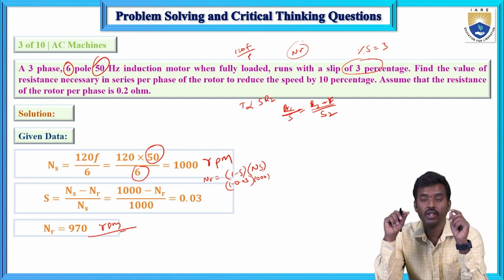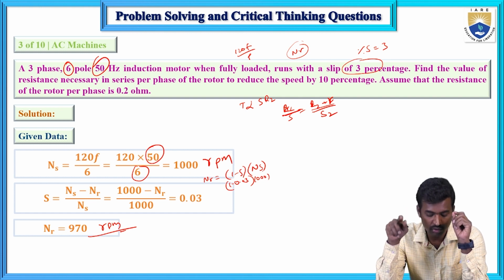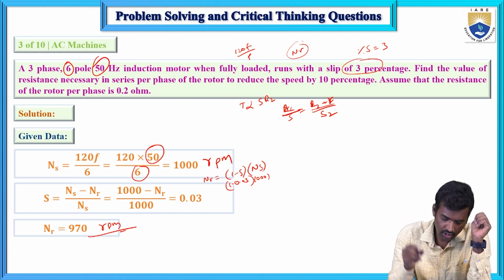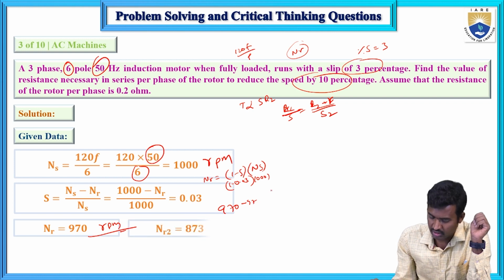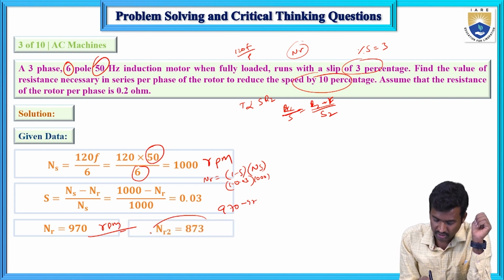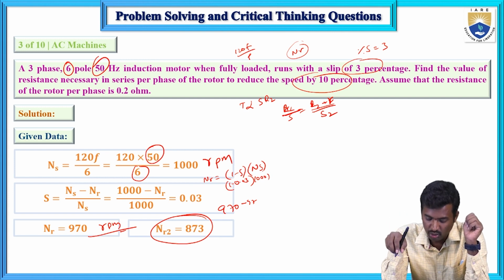When we insert some resistance in series with the rotor circuit, this is a wound rotor, a slip ring rotor, and only then can we insert the resistance in series with the rotor circuit. Now in this case the speed is reduced by 10%. So 970 minus 10% of 970 is 873.